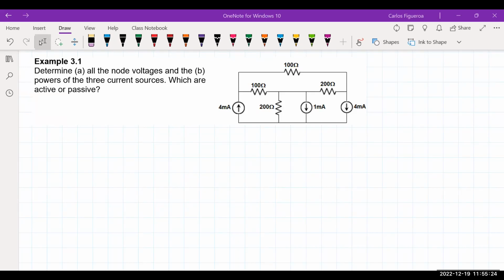Example 3.1. Determine all the node voltages and the powers of the three current sources, which are active or passive.